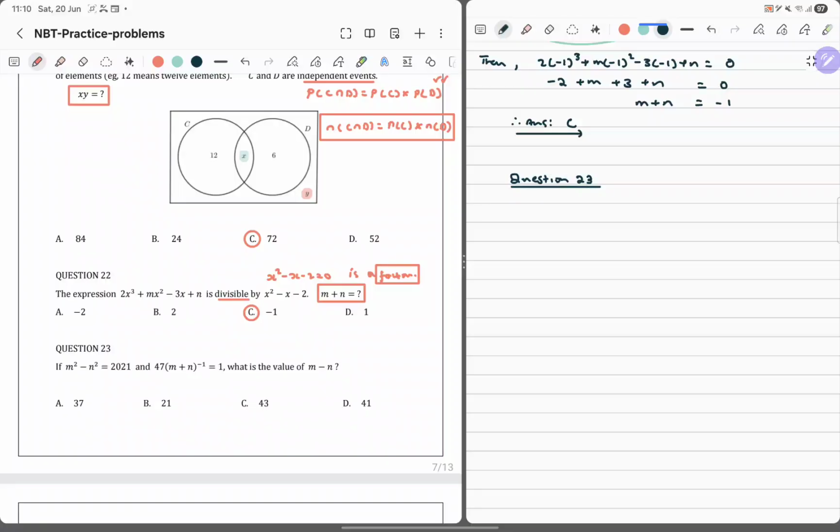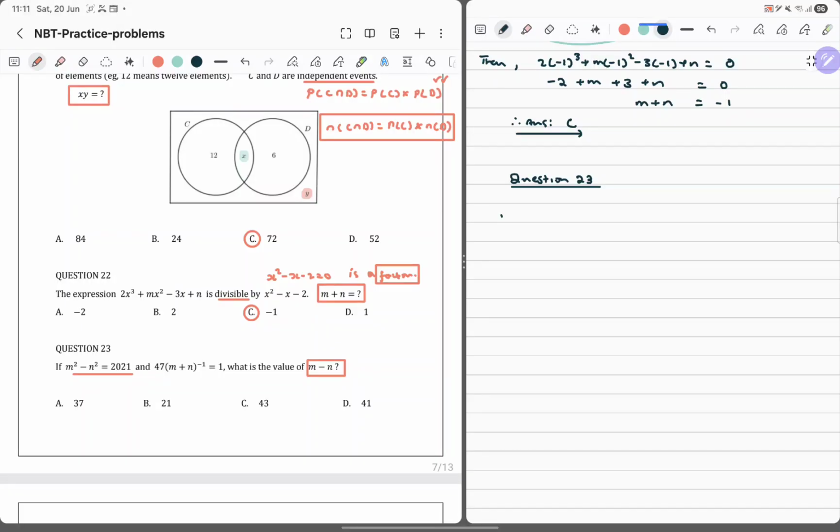So question 23 says, if m squared minus n squared is equal to 2021, and 47 into m plus n to the minus 1 is equal to 1. So what's the value of m minus n? Again, this is probably one of those questions where a bit of problem solving can be done. Okay, let's have a look at this.